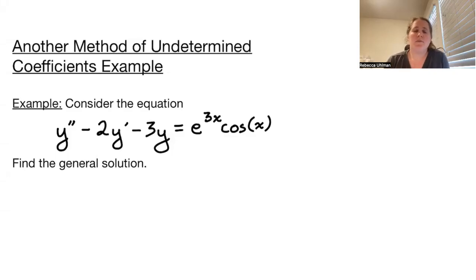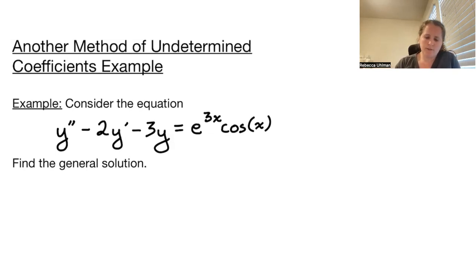Welcome to another method of undetermined coefficients example. So let's go ahead and consider the equation y double prime minus 2y prime minus 3y equals e to the 3x times cosine of x. And our job is to find the general solution.